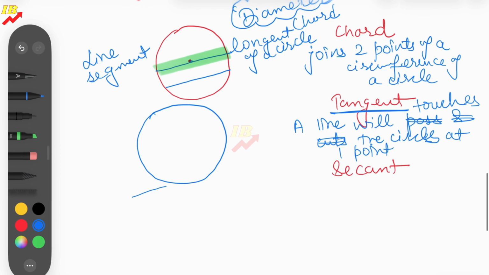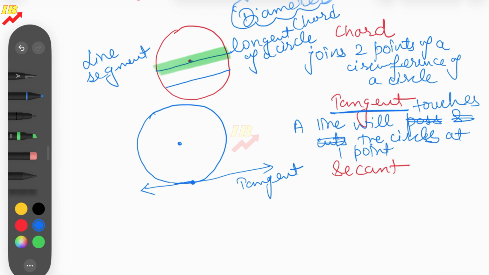So the example will be like this. Let me make it a little more precise for you. This is the line, as it is touching your circle at one point, so this is called a tangent. Otherwise there is no exception for a tangent. It will touch the circle at one point.